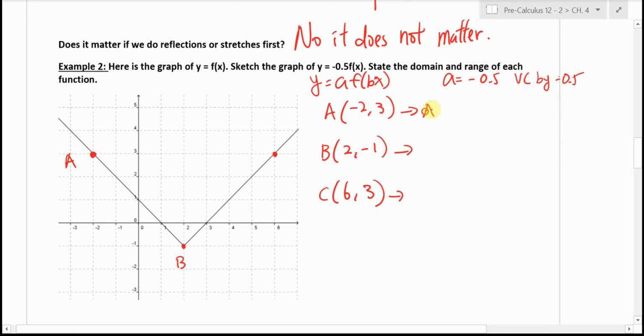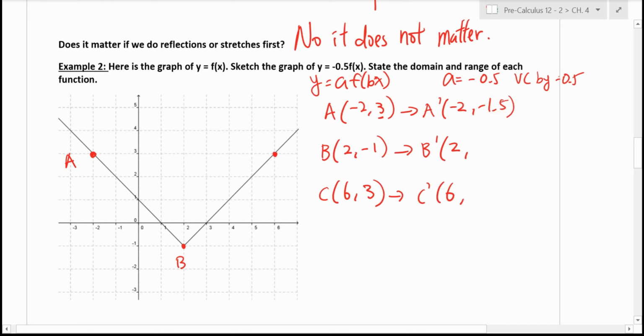Because we're changing the y values, all the x values will remain the same, so we don't need to do anything with those. For the y values, you simply take the original y value and multiply by the factor. So 3 times negative 0.5 is negative 1.5.